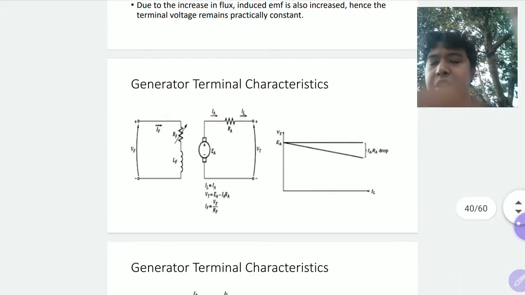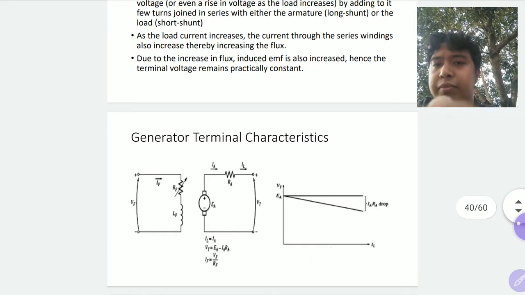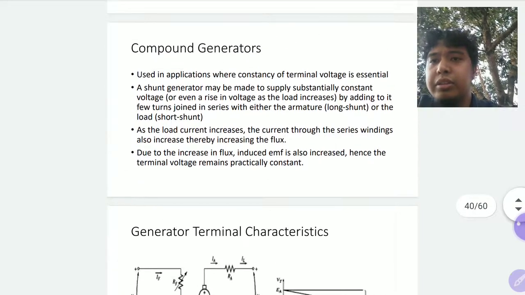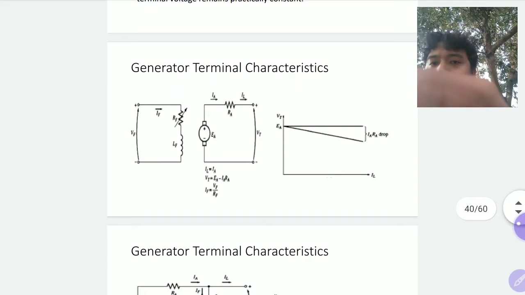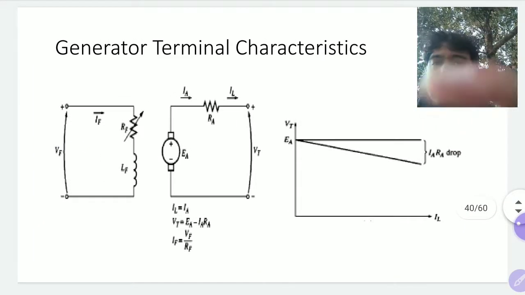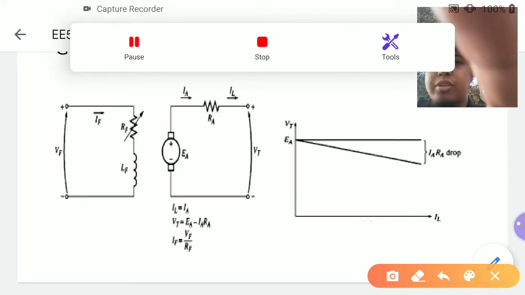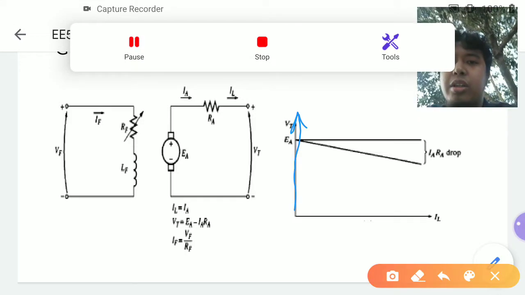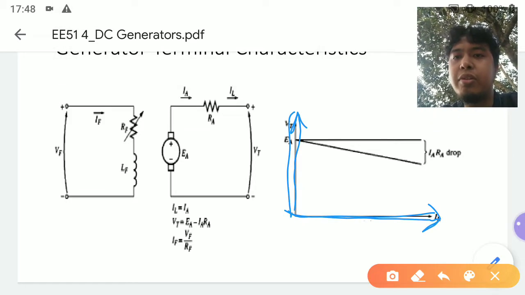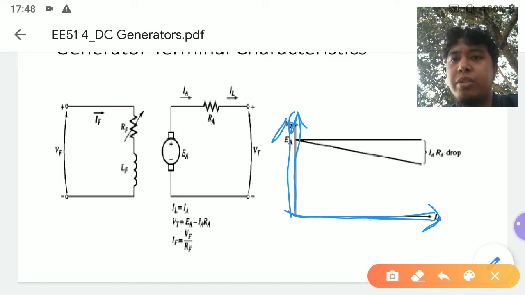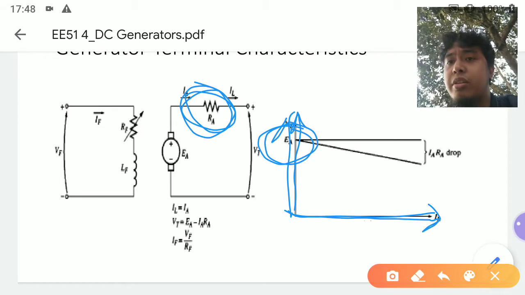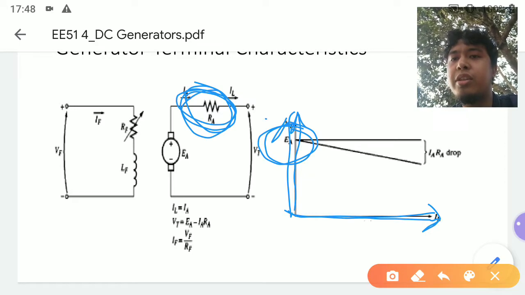Terminal characteristics of generators. This is for separately excited generators. This is your load current versus terminal voltage. Of course, at no load, your terminal voltage is at EA because IL is equal to 0, so you don't have a voltage drop here. So you can say that V terminal is just EA.